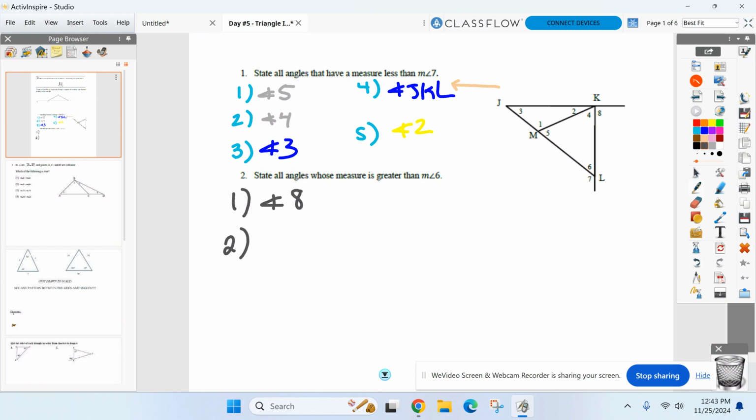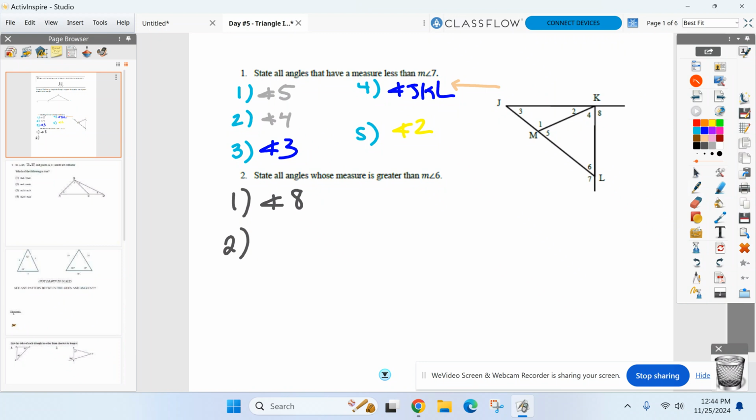Why? Here we go. Take a look at the big triangle, JKL. Does everybody see that 8 is exterior? And what's its remote interior if 8's the exterior? Yep, 3n, 6. Exterior bigger than the remote interior. Good job with 8. And the final one, which I think is a little bit tougher, but it's there.